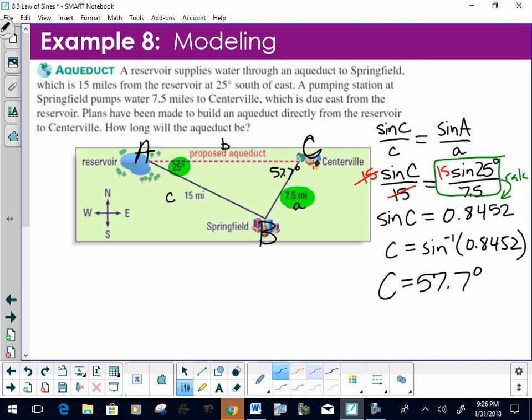So we now know angle C, and we can calculate angle B very easily, especially if your teacher's handwriting is good enough to read. So those angles have to add up to 180, so we subtract 25, we subtract 57.7, and we find that angle B is 97.3.